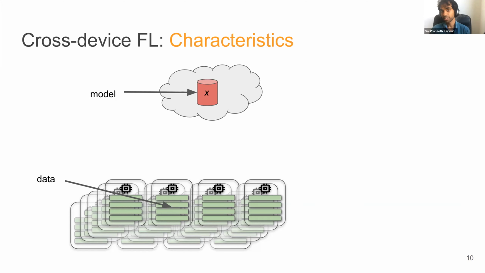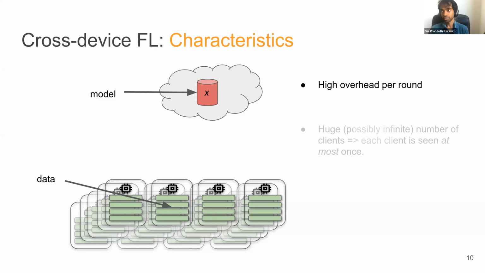So this has some slightly special characteristics. The first one is there's a very high overhead per round. This is probably true in many other settings as well, but here it's especially important. It's really the overhead which kills us, more than just the time spent communicating.